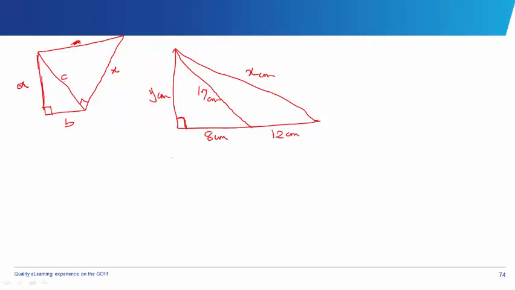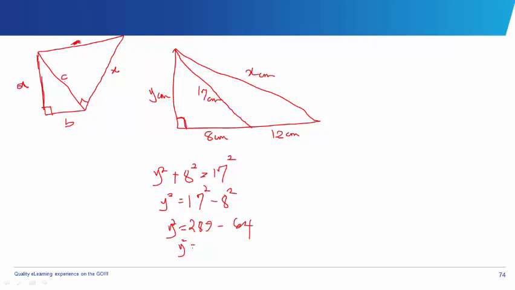To find y using Pythagoras theorem, we have that y squared plus 8 squared equals 17 squared. Therefore, making y squared the subject of the formula, it gives us 17 squared minus 8 squared. 17 squared gives us 289, then minus 8 squared, which is 64. When we subtract, we have y squared equals 225. Therefore, y equals the square root of 225, which is 15. So, y equals 15.